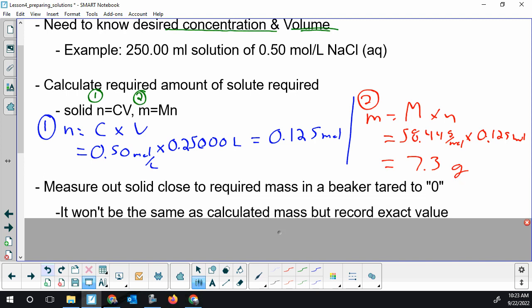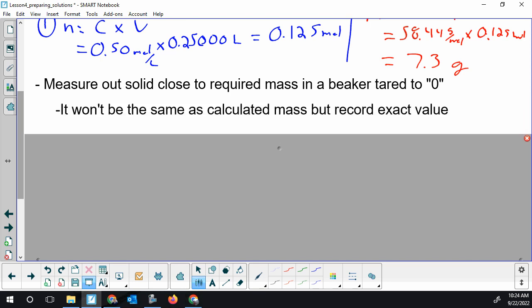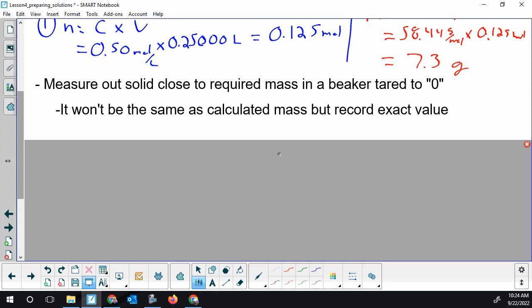We've done the math. Now it's the steps. You're going to weigh out solid close to the required mass in a beaker tared to 0 on the scale. You're going to put the beaker on the scale first. You're going to hit tare. You're going to remove the mass of that glass beaker, and then you can add your solute right into your beaker. Okay? And you'd want to be close to 7.3. Don't worry about putting an extra crystal in or out. If you're 7.2 or 7.4, you can always recalculate exactly what concentration you have.